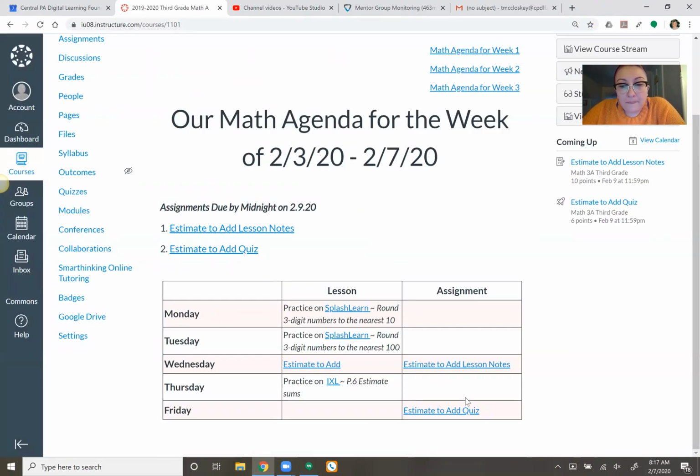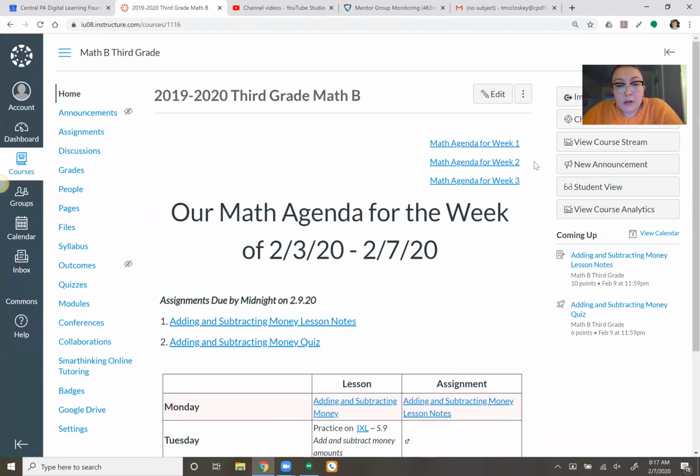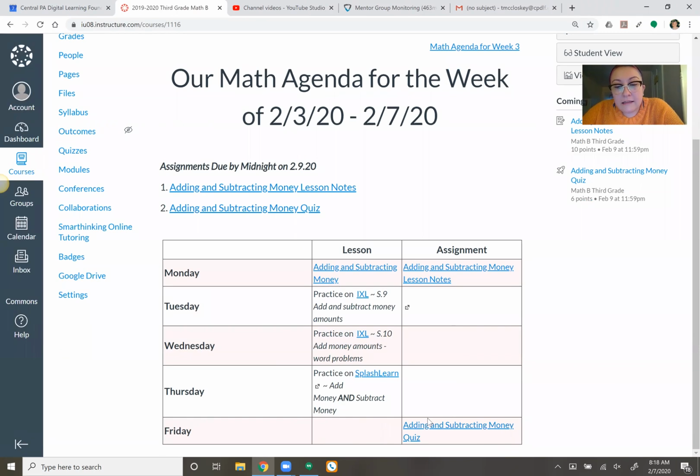Math A, you have your estimate to add quiz. So looking back, you're going to turn in your estimate to add lesson notes and your estimate to add quiz. Math B, very similar. Today you're going to take your adding and subtracting money quiz. And looking back, you have to turn in your adding and subtracting money lesson notes from Monday and your adding and subtracting money quiz from today.